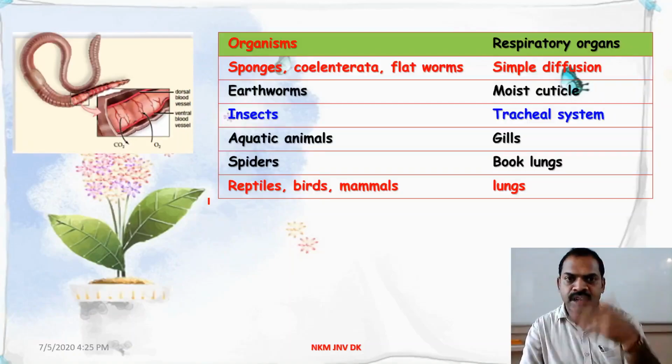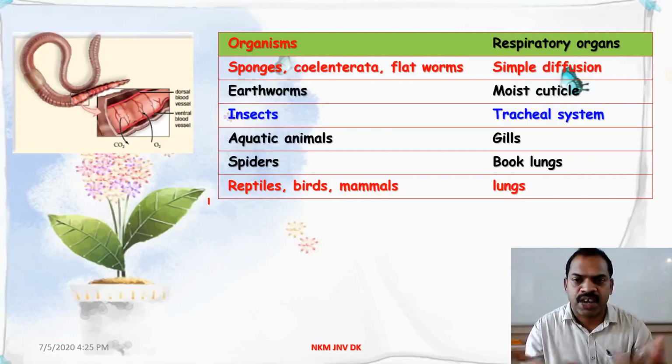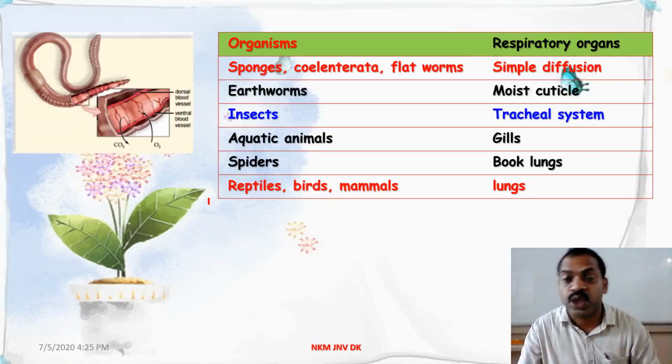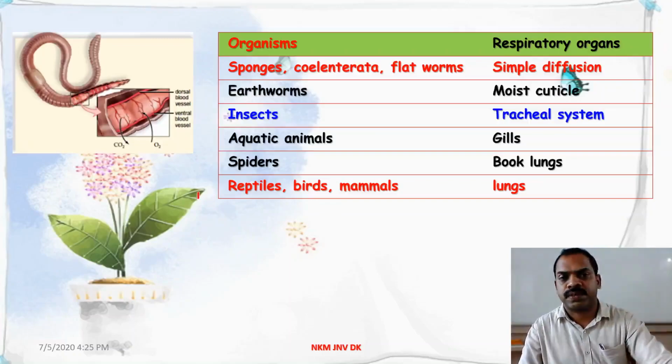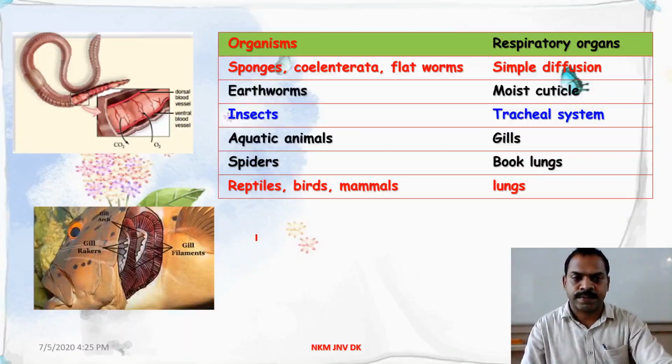Earthworm uses the moist cuticle or the skin. Aquatic animals, most of them, have gills. Spiders have book lungs. Reptiles, birds, mammals use the advanced one. Energy requirement is more, so we use lungs. Various types. Gills of fishes.